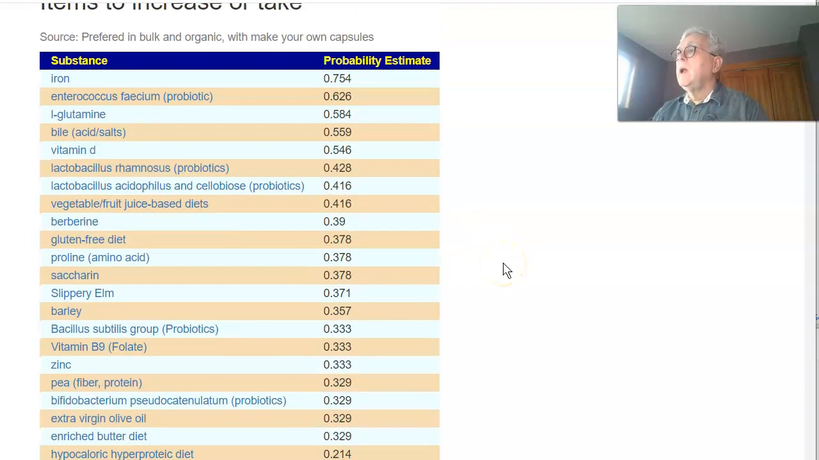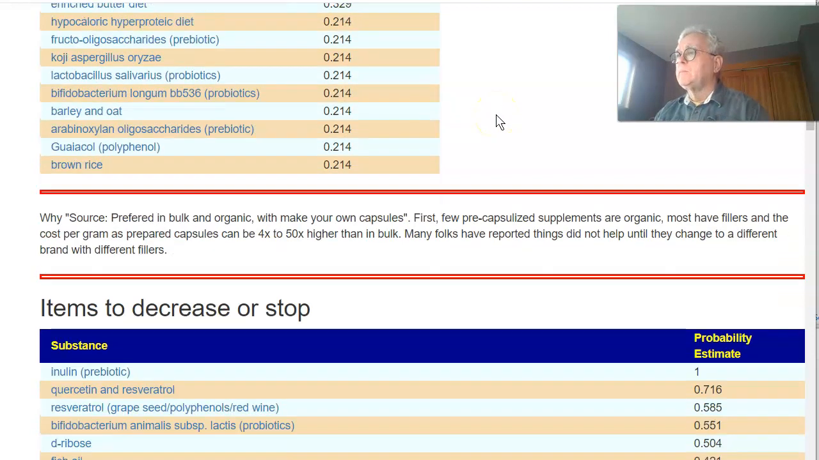Probability estimate reflects how many studies indicated that iron will increase a particular bacteria. So if there's only one study, it has a low probability estimate. If there are many studies, it will have a higher probability estimate. So for probability estimates, the maximum weight is 1.0, and then everything is scaled from that.